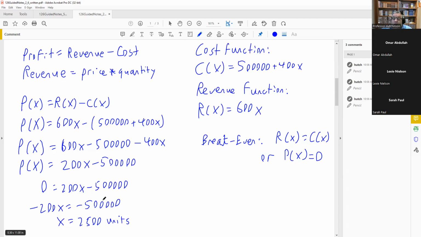If I sell less than that, that means I'm at a loss. If I sell more units than 2,500 with this model, it's telling me that then I'll be making a profit at this point. So I got to sell more, whatever it is I'm selling. I got to sell more than 2,500 in order for it to be profitable based on that.